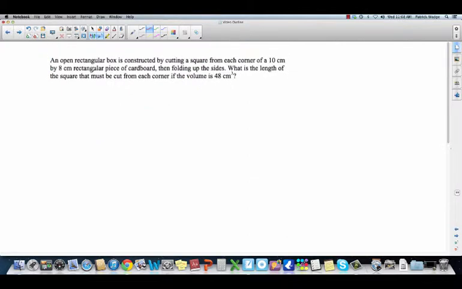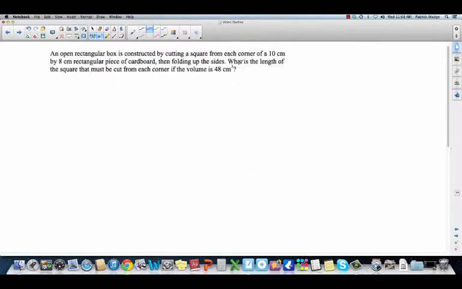Last one, these ones are very common. I think they're very popular in your book, so make sure you watch this one. Don't give up yet. An open rectangular box. So we have a box, like that. It's constructed by cutting a square from each corner. So you cut a square out there. You cut the same size square there, same size square there, same size square there.